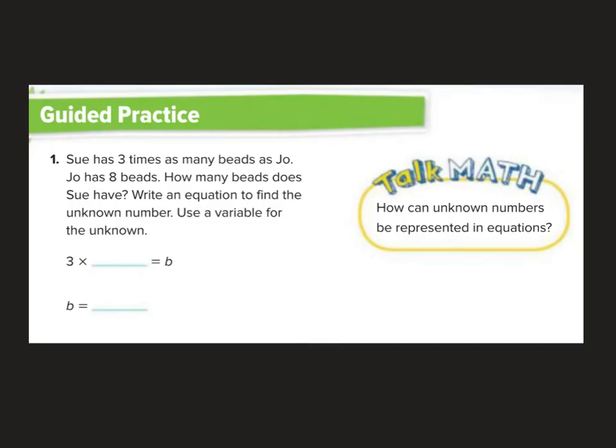Okay, here's guided practice. Sue has 3 times as many beads as Joe. So if I took Joe and I multiplied it by 3, I would have Sue, right? Because Sue has more. She has 3 times as many beads. So if Joe has 8 beads, I would have to take 8, Joe's beads, times 3. It's going to equal Sue's. How many beads does Sue have? Write an equation to find the unknown number. Use a variable, which is just a letter for the unknown. So I need to do 3 times 8 equals B.